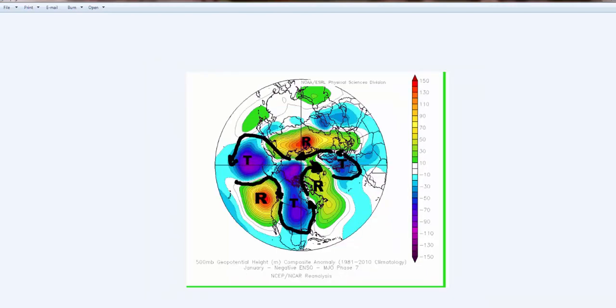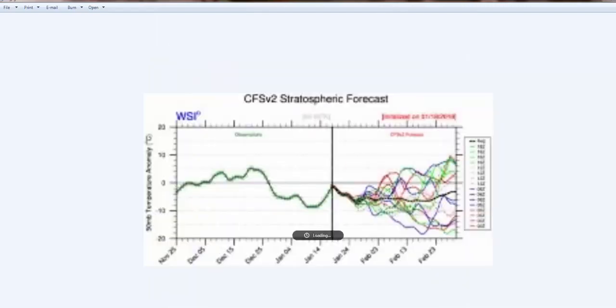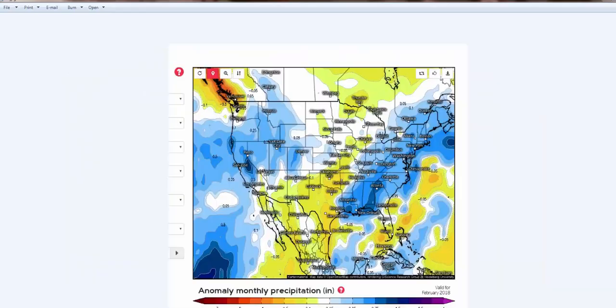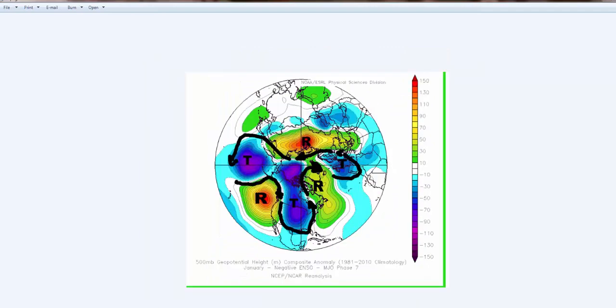Now, this is phase 7. Now, remember how we show it's going to go into phase 7 by early February. Well, this shows the development of a deep trough over the Midwest, which is exactly what the models are showing on the 360-hour. Let's go back. I'll show you what I'm talking about. There you go. See the trough over the Midwest? Okay, so we advance it and go up to the MJO. You can see that. There it is. See how that works? That's really cool.